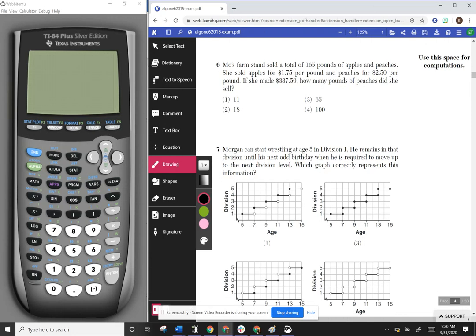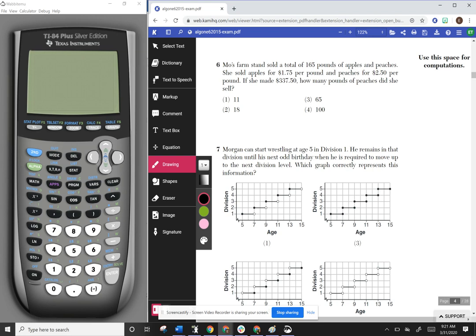Question 6. Mo's farm stand sold a total of 165 pounds of apples and peaches. She sold apples for $1.75 per pound and peaches for $2.50 per pound. If she made $337.50, how many pounds of peaches did she sell?